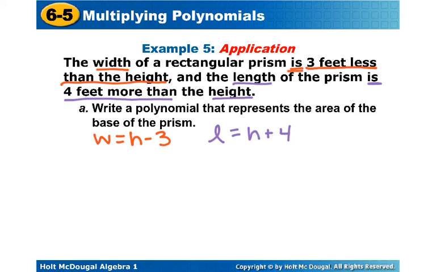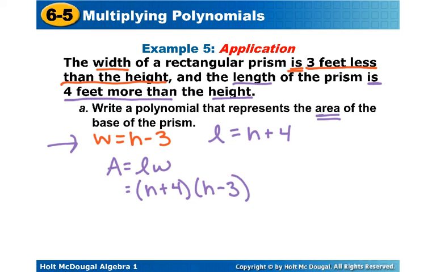Now, for letter A, you have to write a polynomial that represents the area of the base of a prism. Now remember, the base of a prism is a rectangle. So the formula for area is length times width, or base times height. But because I am using length and width here, I'm going to use length times width. So I'm going to simply fill in what I have of h plus 4 times h minus 3.